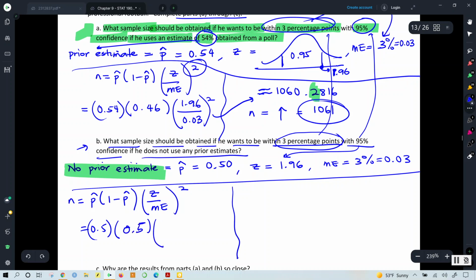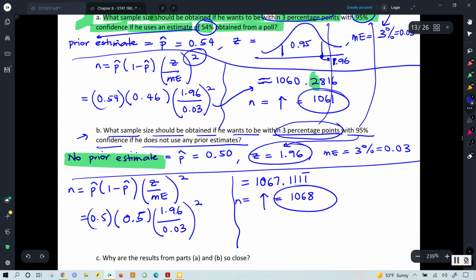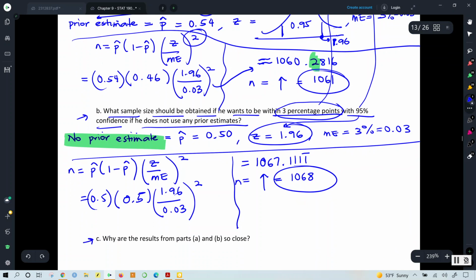Then Z is 1.96 divided by the margin of error, all squared. This will be equal to 1067.1111. Again, you round up, which is 1068. This is the sample size. At this point, we proceed to part C.